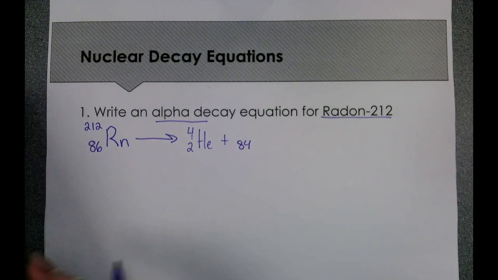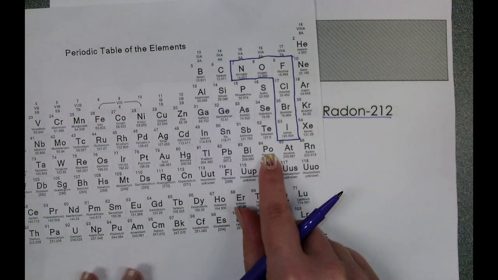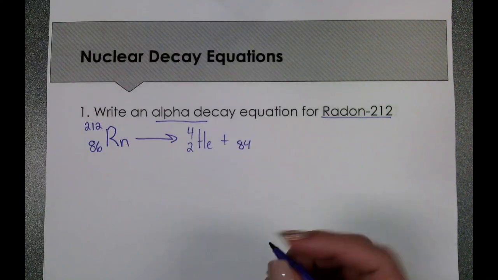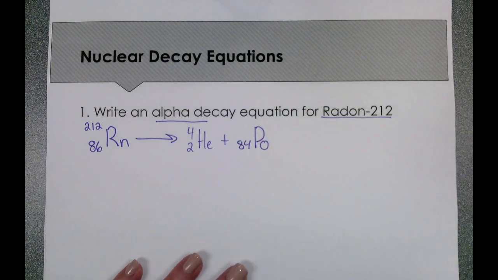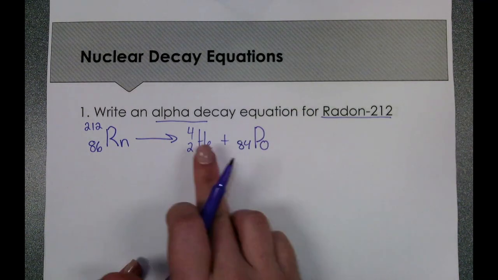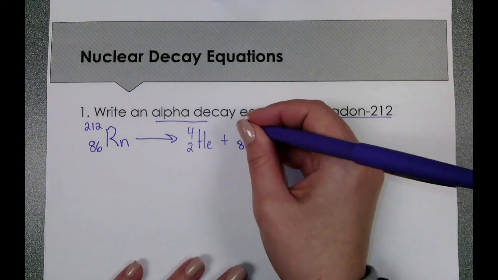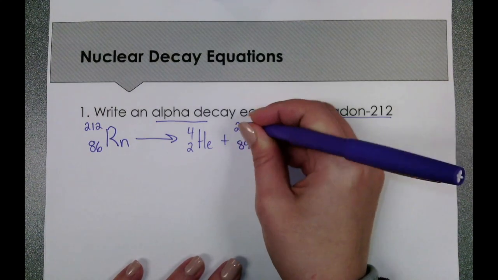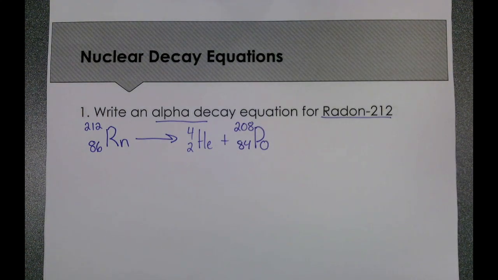So I'd pull out my periodic table. Element 84 is polonium. So I'd write my symbol, Po. For the mass number, well, what plus 4 will give me 212? 208. And that is the alpha decay equation for radon-212.